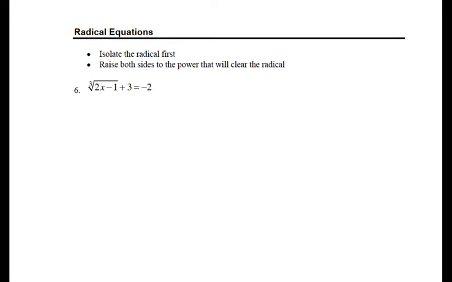When solving a radical equation, the two things we want to keep in mind the most are to first isolate the radical. That means we want the radical alone on one side of the equation. And after isolating the radical, we can raise both sides to a power. We're going to choose the power that will clear the radical. Generally, that means we're matching the index of the root.